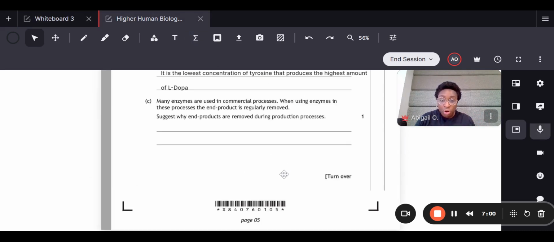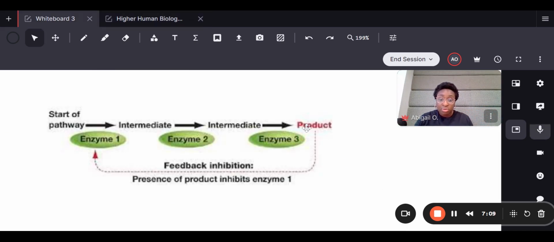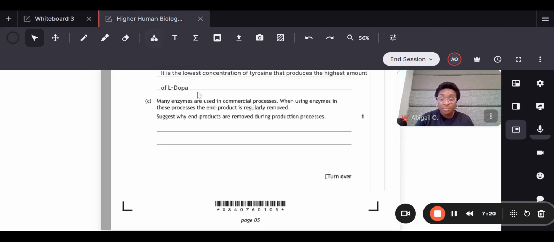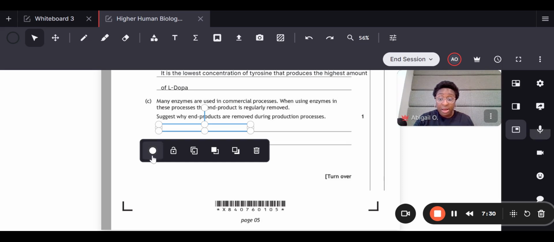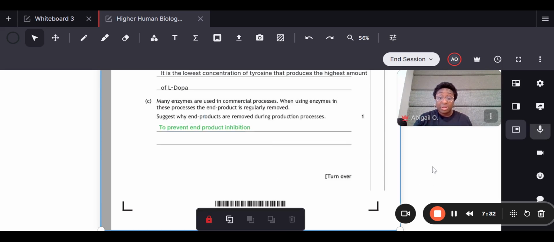However, in a commercial context, you actually want there to be as much end product as possible. This is what this question is talking about, the commercial context. So here, you're actually going to want to remove the product so that you don't get any feedback inhibition, okay? So if you don't have as much product, you're going to get less feedback inhibition, and that process is going to keep working and working and working. It's not going to get slowed down. So therefore, the answer to this question is going to be to prevent end product inhibition. Okay, so if you remove that end product, you're removing end product inhibition, or feedback inhibition is another way you could say that.